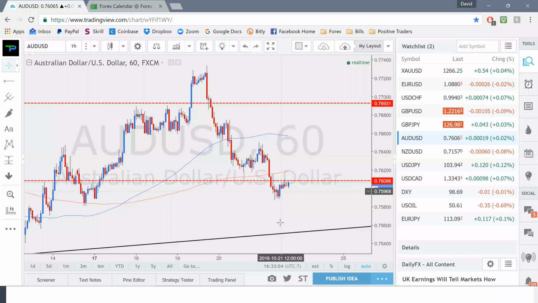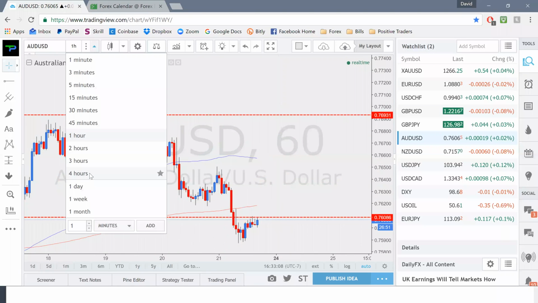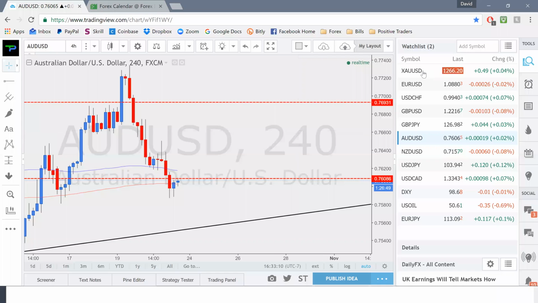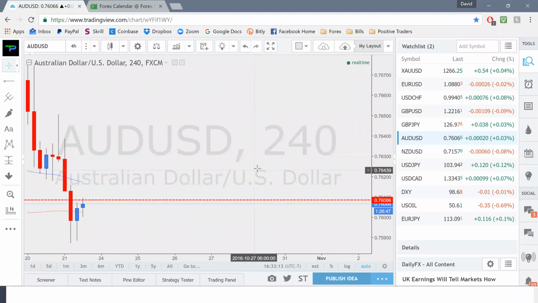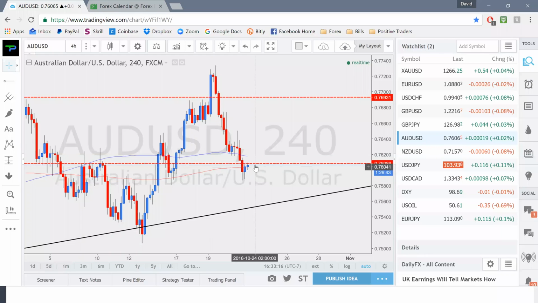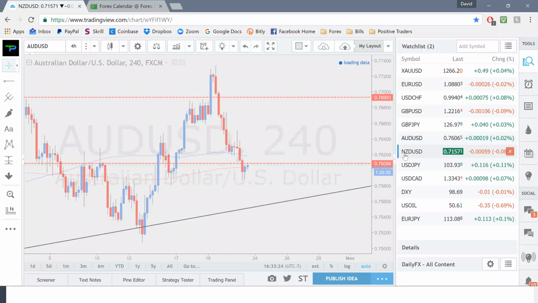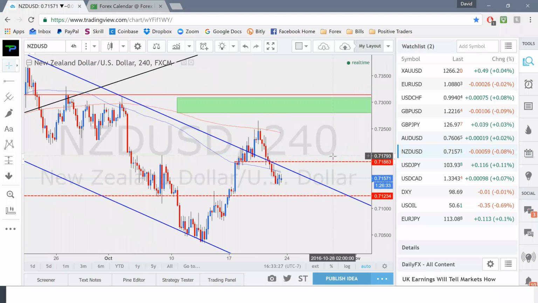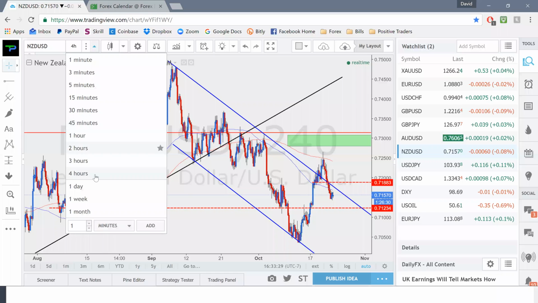I still think there could be some further possible moves to the downside with this pair. But remember, it does kind of move like gold, in a sense. There are a lot of gold mines in Australia and New Zealand, so the Australian dollar and the New Zealand dollar are affected by the price of gold. NZD USD, let's look at it.